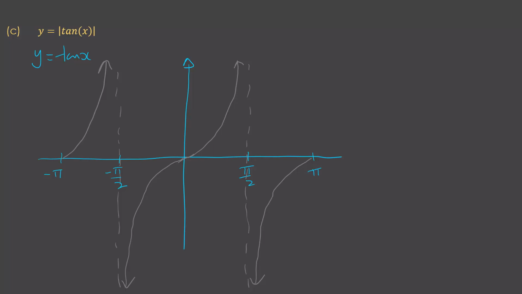For the modulus, what are we going to have? Anything that is above the axis will stay the same. The parts that are below will reflect upwards, like so.